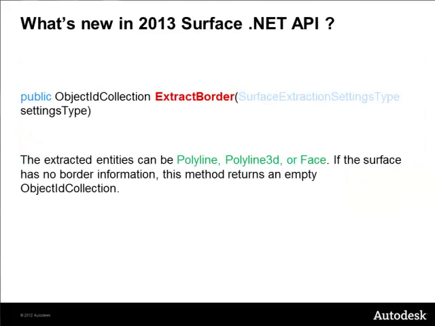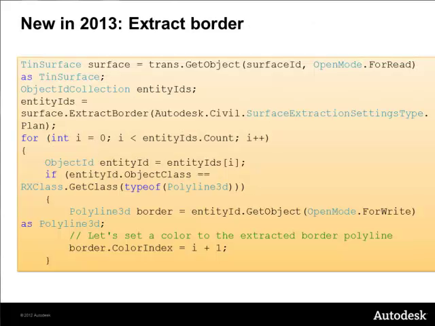The ExtractBorder API extracts the surface border information from the terrain surface. Please note the extracted entities can be polyline, polyline 3D, or face. If the surface has no border information, this method returns an empty ObjectIdCollection. Here is a code snippet which shows how to use ExtractBorder.